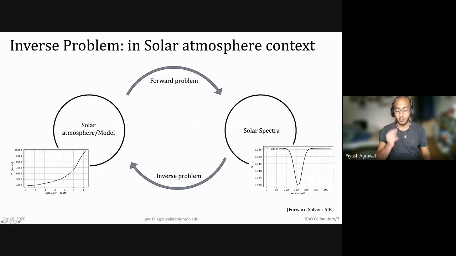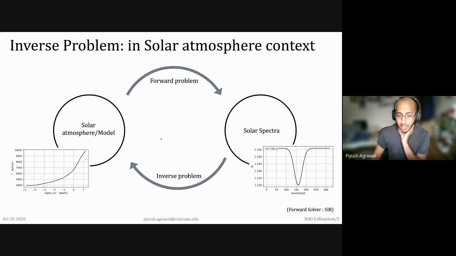So first things first, what exactly are inversion problems? When we look at the Sun, there are basically two things in the system. One is the solar atmosphere, the model, like the temperature, the pressure, and the magnetic fields that define the solar atmosphere. And then you have the spectra that come out of this solar atmosphere. So there are two pieces in the problem. The first one is called the forward problem, which is basically defined as: given a solar atmosphere, like temperature or gas pressure, the forward problem solves for the emergent spectra coming out of the solar atmosphere.